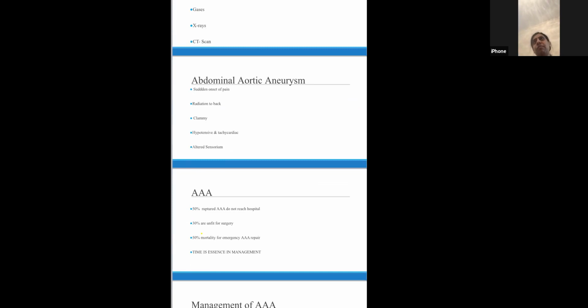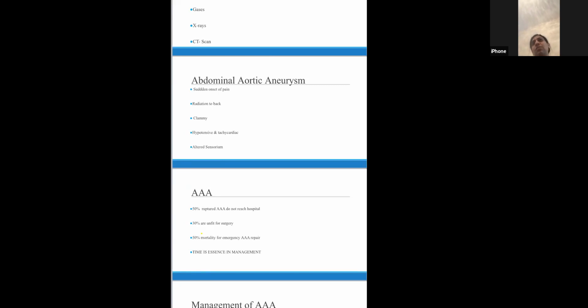And we know from lots of studies done in the past that a ruptured aneurysm has a very high mortality, and 50% of the patients with a leaking aneurysm do not make it to the hospital. And of the ones who come in, 50% of them are not fit for surgery. And out of the ones that we decide can go ahead and have surgery, 30% of them die after having had an operation. So essentially, time is of the essence.